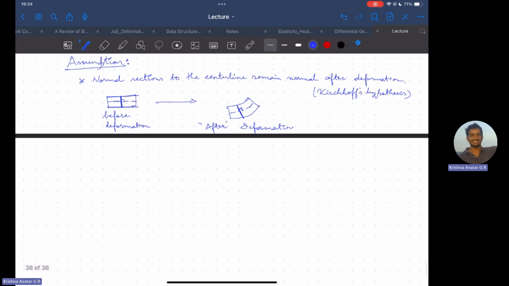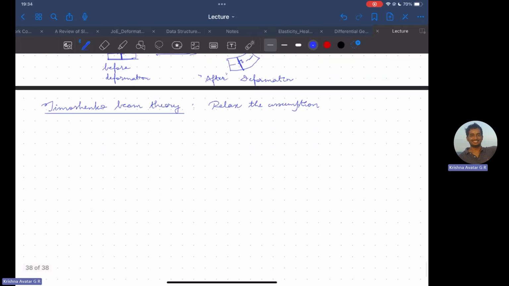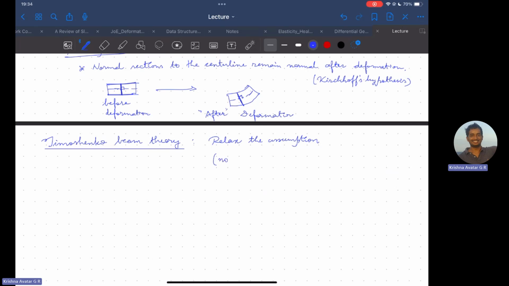So in Timoshenko beam theory, we relax this assumption. So relax the assumption. It does not mean that we are fully abandoning the assumption. It's just that we are making some mild relaxation in the assumption. So the relaxation was that normal sections are still normal.